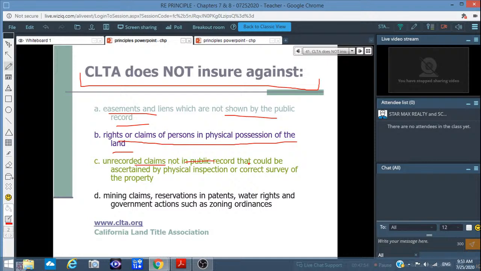unrecorded claim not in public record。这个没有登记下来的话，它不保。Mining claims, water rights, government action, zoning ordinance。这个地区这方面的话，它也不保，因为城市它随时换那个地区嘛它不可能去保。So even for the advance, right? Even for the more you pay more, zoning is always excluded. Okay, remember that. Okay. 地区这方面的话，没有产权保险会保的，OK，这个要记住，它会考试的，OK，it's an exam.